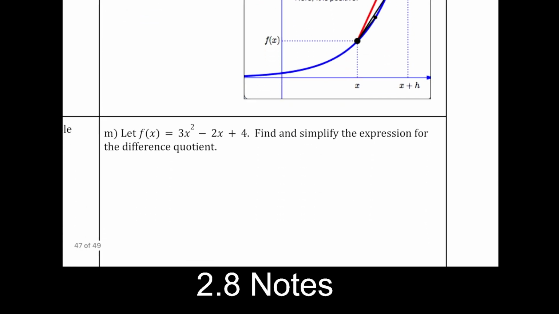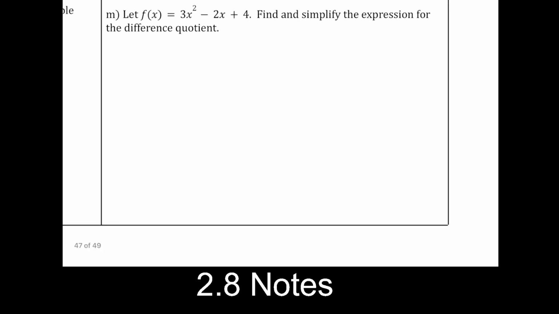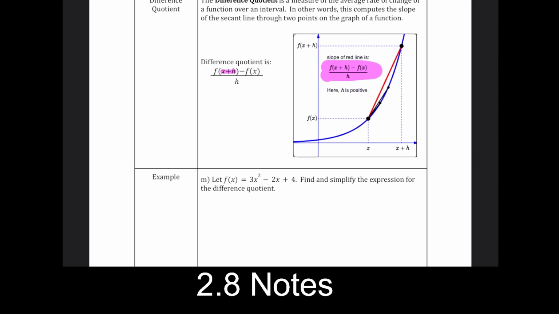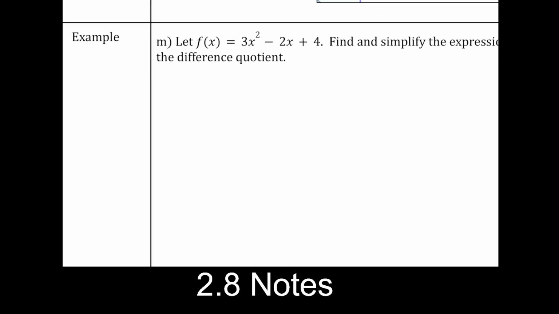So let's do an example here. We're looking at the function 3x squared minus 2x plus 4. And we want to evaluate the difference quotient of this. And so again, our formula is right up here. I'm not going to keep it on the screen, but it's right here. We're going to use this formula straight up. No changes. Okay? And so our first chunk of that formula is f of x plus h.